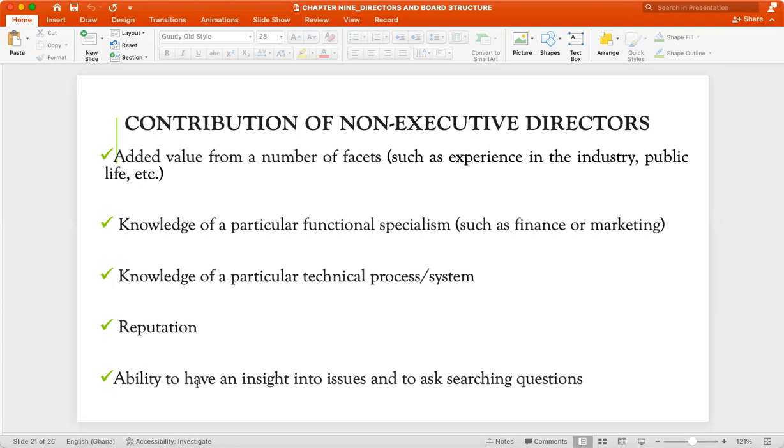Then they bring on board the ability to have an insight into issues and to ask searching questions. Because they are not part of the management team, they normally ask questions that other executive directors will not be able to ask the CEO. So they bring insight because they are people that also understand business. Some of them may even be retired CEOs themselves, so they have a lot of knowledge about how organizations and companies should be governed.